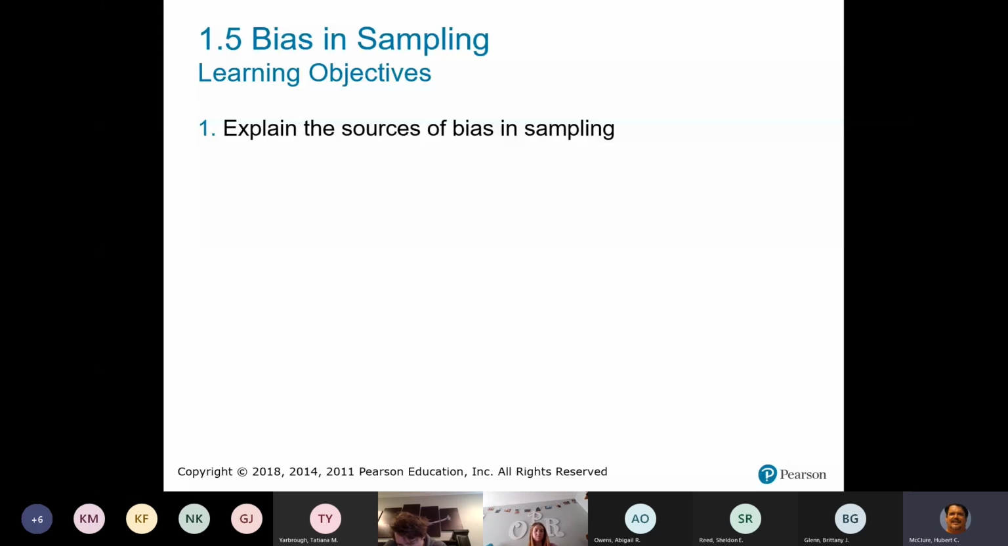Bias is when you lean a certain direction in a neutral setting. People that deal with statistics should be like a referee and a judge. They should be right down the middle.